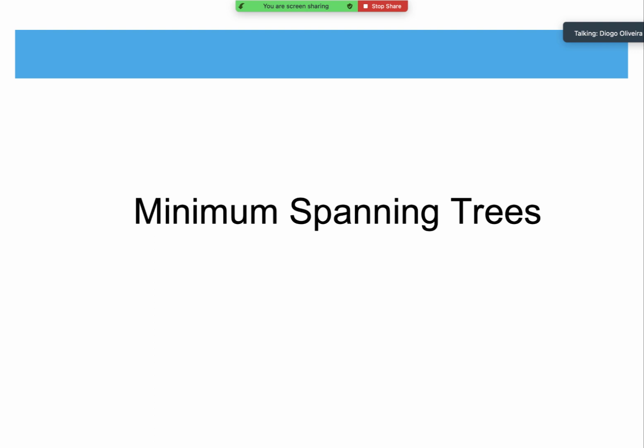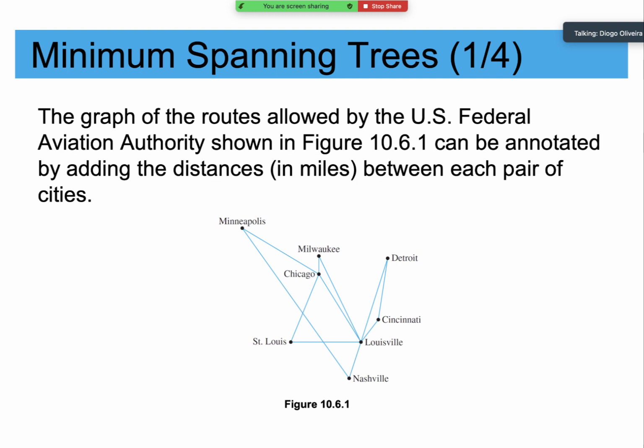So first, let's take a look at the minimum spanning tree, the idea behind a minimum spanning tree, right? So the graph of routes allowed by the US Federal Aviation Authority that is shown below in this image, right, can be annotated by adding the distances in miles between each pair of cities.